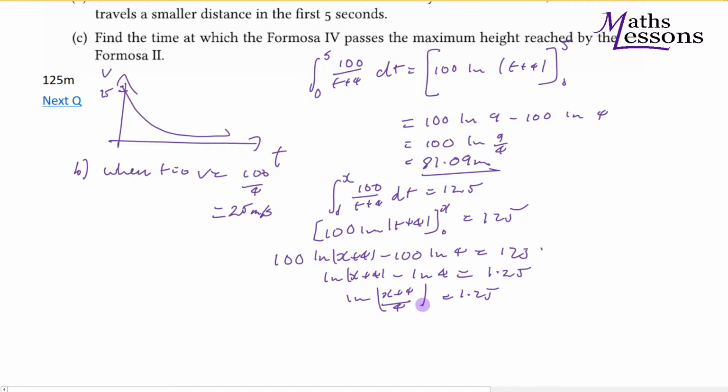Raise both sides to the power of e, we get x plus 4 over 4 equals e to the 1.25. So we can see that x is going to be equal to 4 times e to the 1.25 minus 4, which comes out to be about 9.96 seconds. Right, next question.